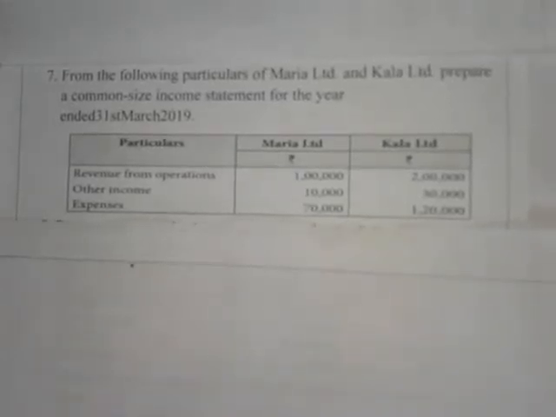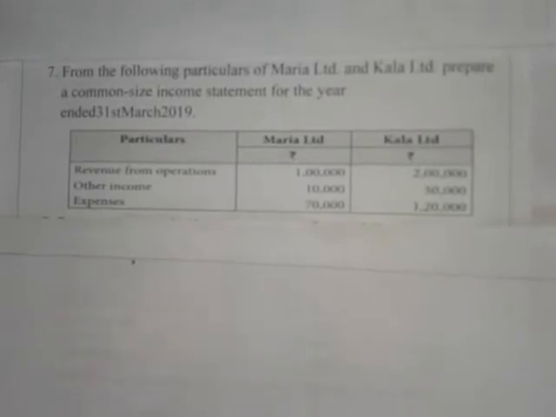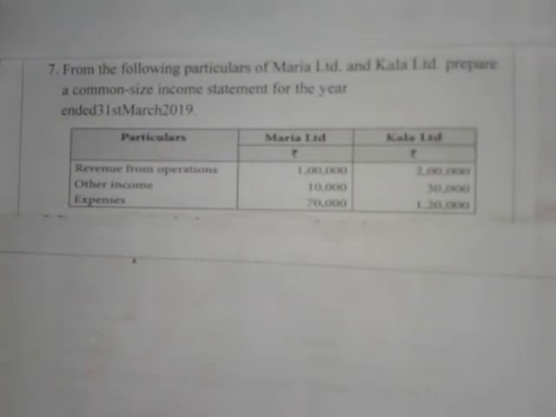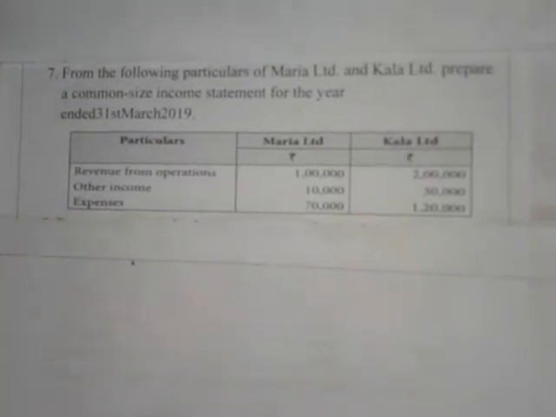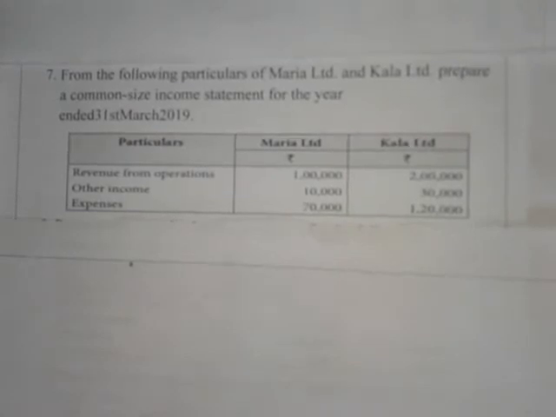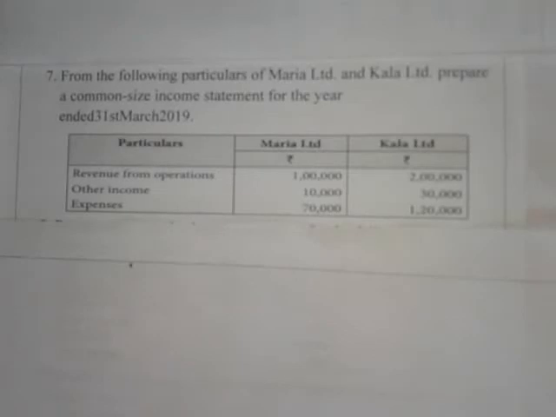Hello students, shall we move to exercise number 7? Exercise number 7, page number 288 in your book. This is also a common size income statement, but we are going to compare two limited companies, Maria Limited and Kala Limited.